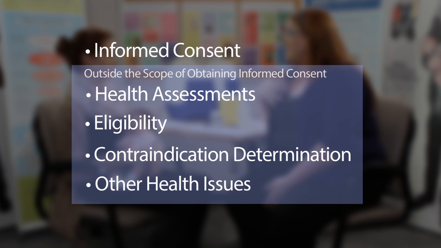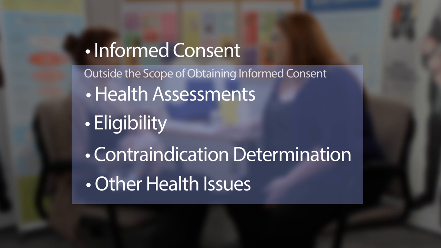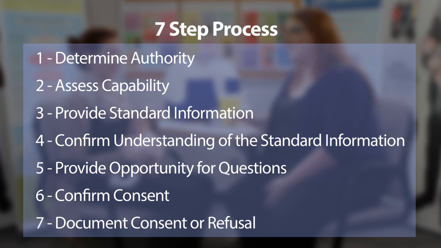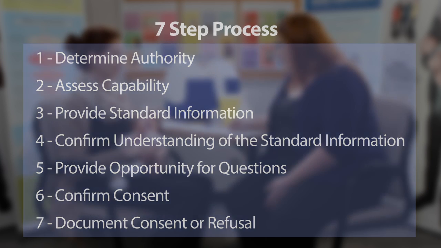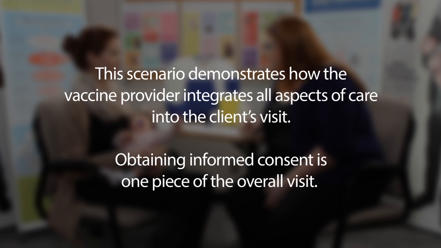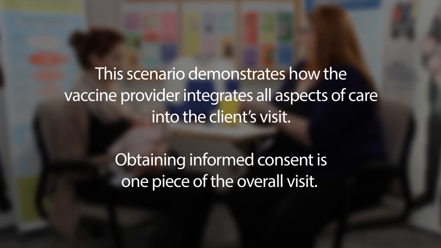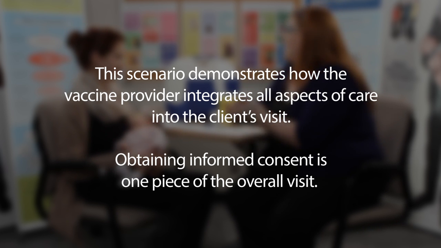The purpose of this demonstration is to obtain informed consent prior to immunization when the client has not reviewed the standard information. The process for obtaining informed consent consists of 7 steps and is outlined in the BCCDC Immunization Program Manual, Chapter 2. During an immunization appointment, these steps will be completed as part of your overall appointment and may not be done in order. For the purpose of this demonstration, the following order is being used.